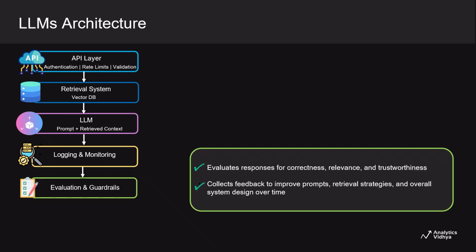Another important component is evaluation and guardrails. Evaluation mechanisms help measure the quality of model responses. For example, they check whether the response is correct, relevant, and trustworthy. Guardrails add safety controls. They filter unsafe inputs, validate outputs, and protect against risks like prompt injection and sensitive data exposure. Together, these mechanisms help keep the system reliable and safe.